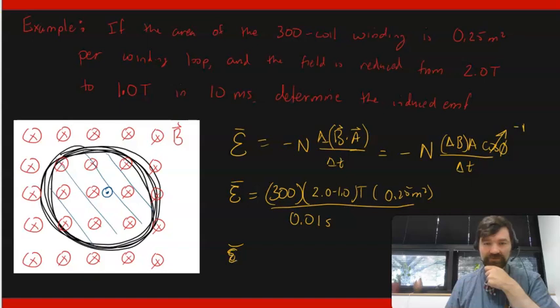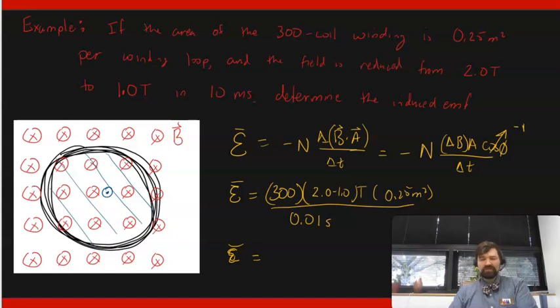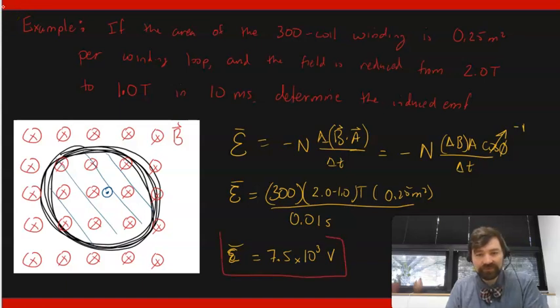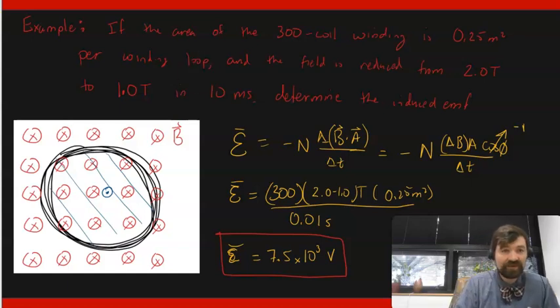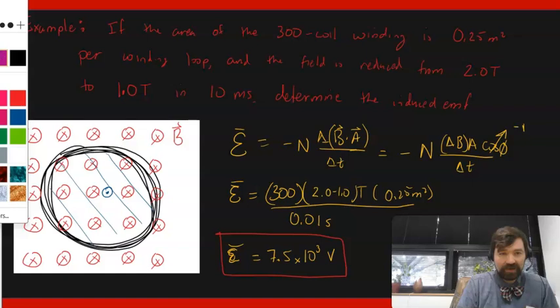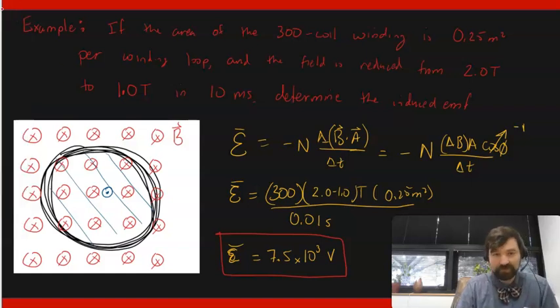So my induced EMF in this case comes to basically 7.5 times 10 to the 3 volts, all told, or 7,500 volts. And as far as the fact that it's a positive number, what does that mean? Basically means that I expect the current to be counterclockwise and the induced EMF to actually be into the screen in this case. Sorry, the current will be clockwise, excuse me, and the induced B field will be into the screen.